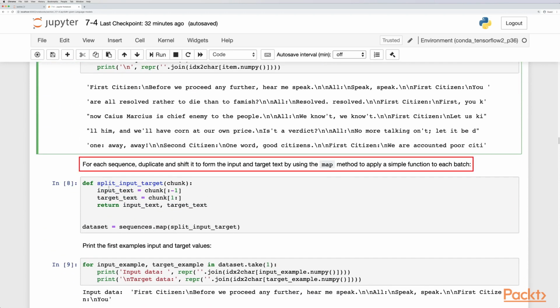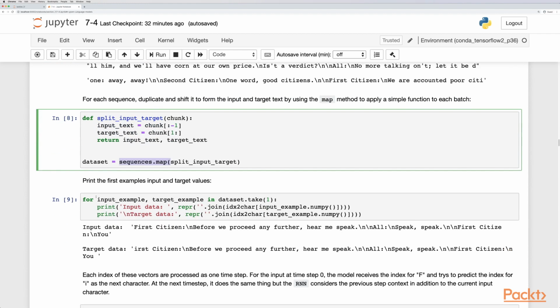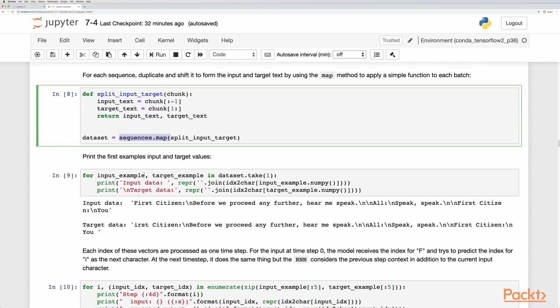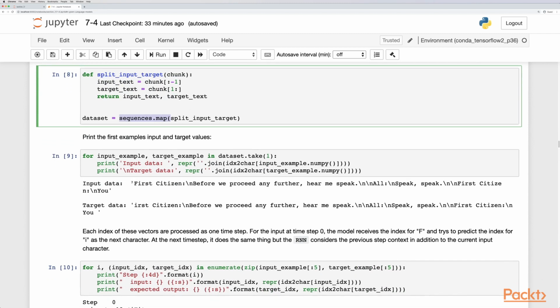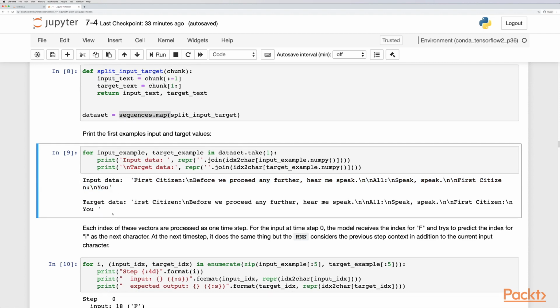Now for each sequence, we can duplicate and shift it to form the input and target text by using the map method to apply a simple function to each batch of sequences, and we can print the first examples of the input and target values. So in this case, the input would be this string of character sequences, and the output we're trying to predict is shifted one character along. So we're trying to predict, in this case, this space character here after this U.